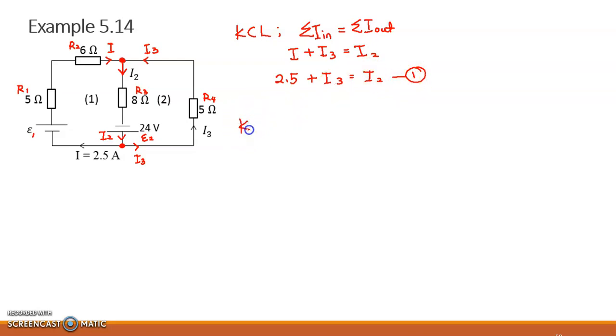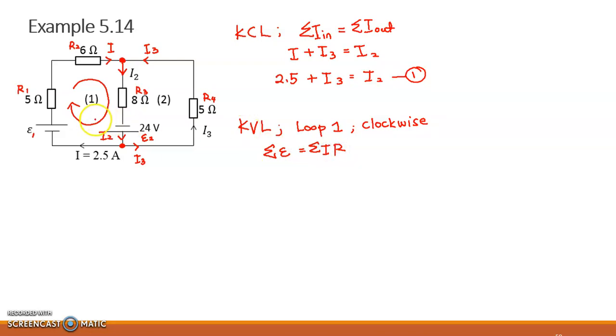Next, let's do KVL or Kirchhoff voltage law for the first loop. For this loop, since the question does not state whether it's clockwise or anti-clockwise, it's up to you. You can do it clockwise or anti-clockwise. For this example, I want to make it clockwise. So KVL is the summation of EMF equal to the summation of IR.